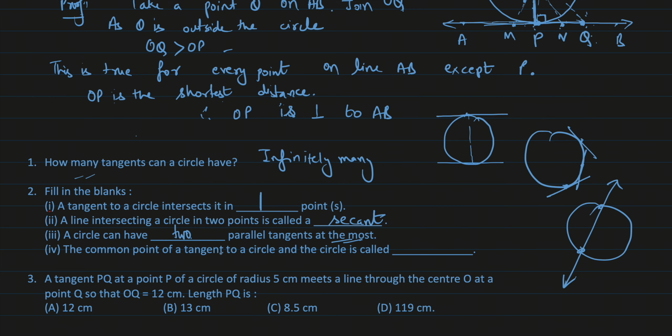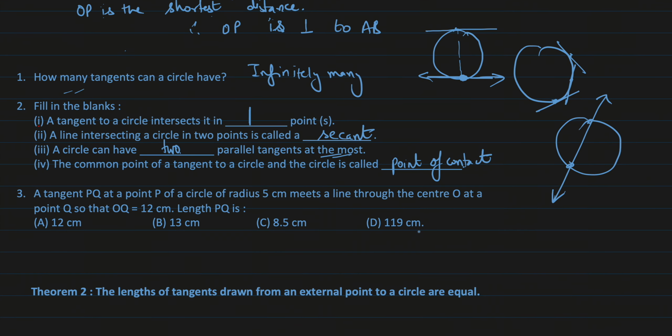The common point of a tangent to a circle and the circle. This is a tangent to a circle. And the circle. What is a common point that's called as? That's called as the point of contact, where the tangent is touching the circle. Okay, students. Now this is done. Now let's move to the next question.